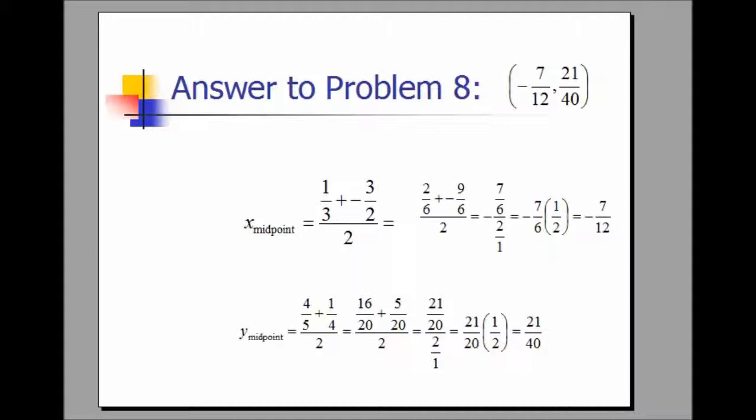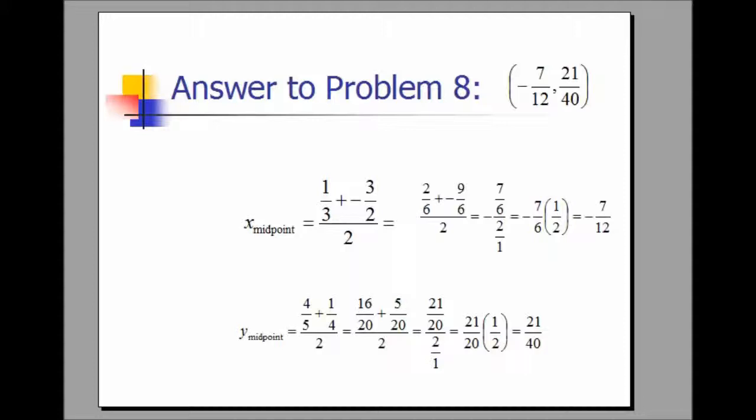We add those values, and we get -7/6 over 2 over 1. Remember, when we're dividing with fractions, we can invert and multiply. And we have -7/6 times 1/2 equals -7/12.